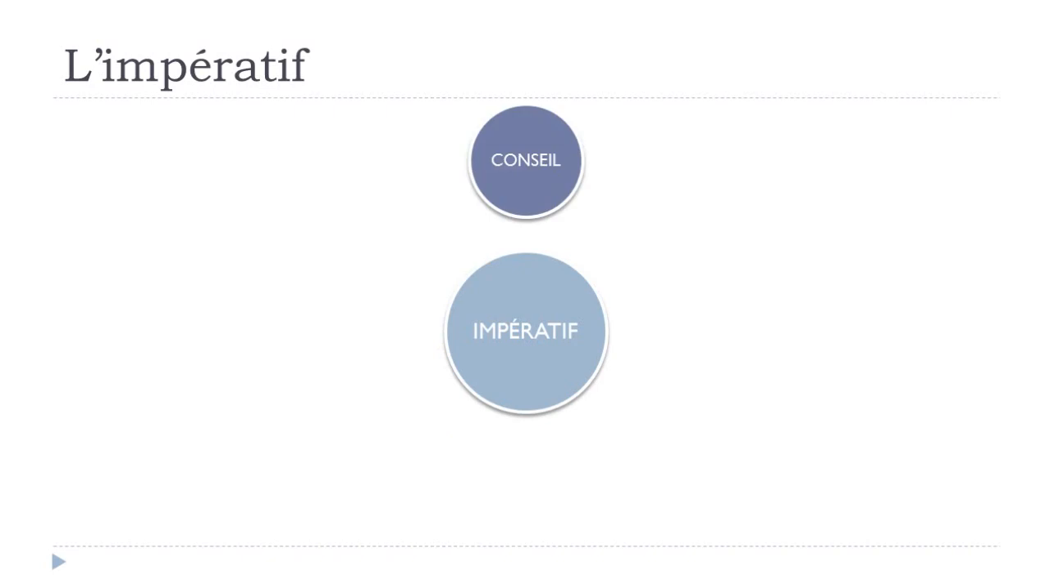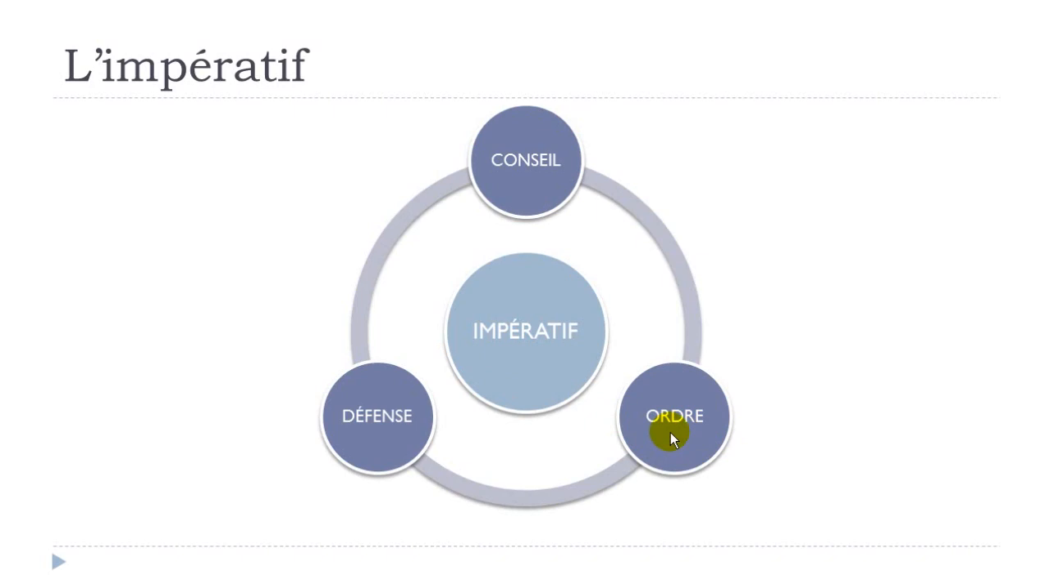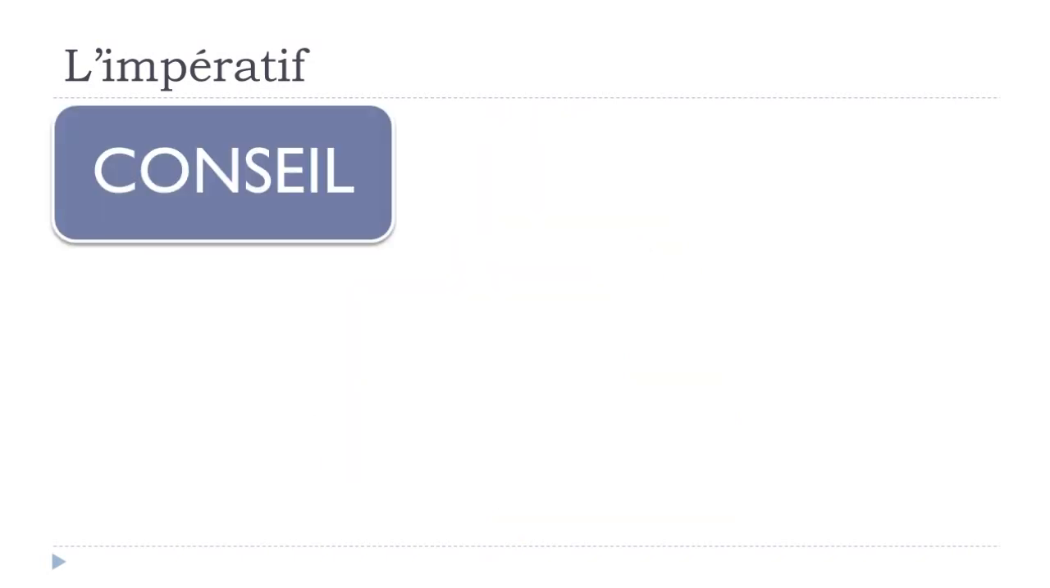The first one, le conseil. If you want to translate conseil, it would be advice. So if you want to give advice to someone, in most cases you will use this imperative form. Or if you want to give an order, that's normally the tense we use. And then la défense, if you want to forbid something to someone, you should use l'impératif. So conseil, ordre ou défense. We'll see just a few examples to see how it works.